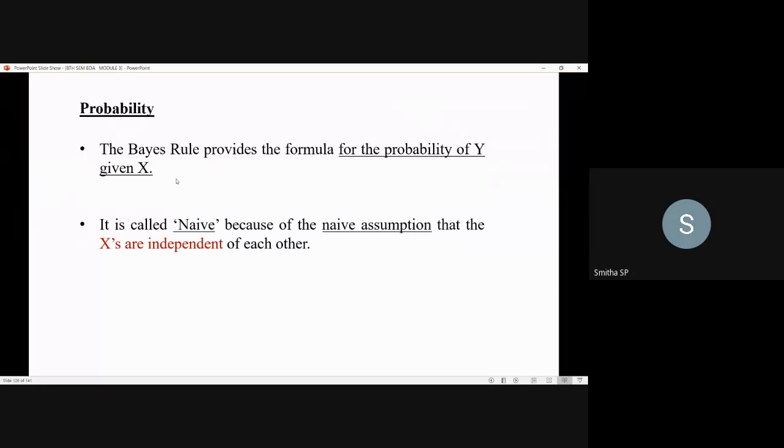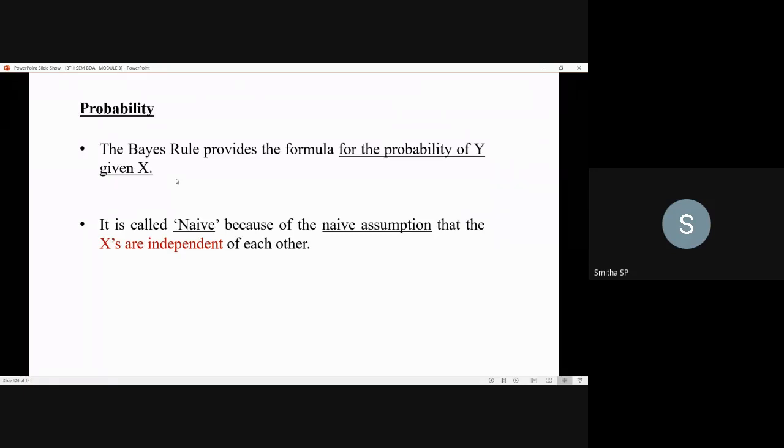At that time you can observe multiple x variables. But the Bayes rule provides the formula for the probability of y given x. In the real world, you will have multiple x variables. When the features are independent, we can extend the Bayes rule.